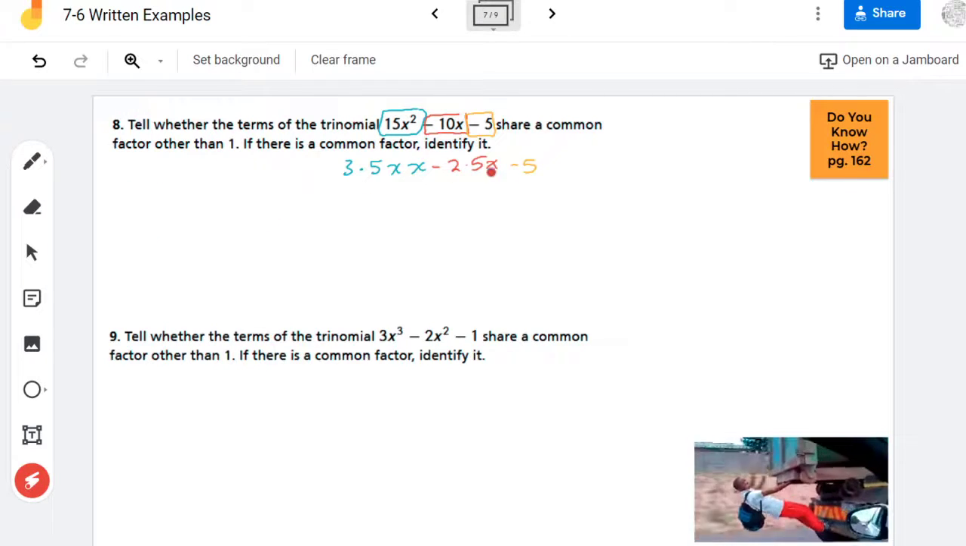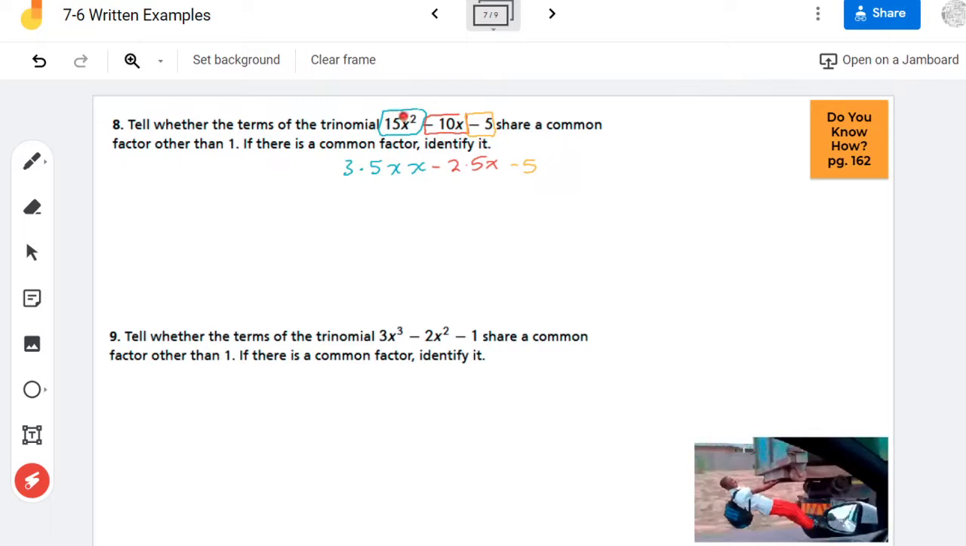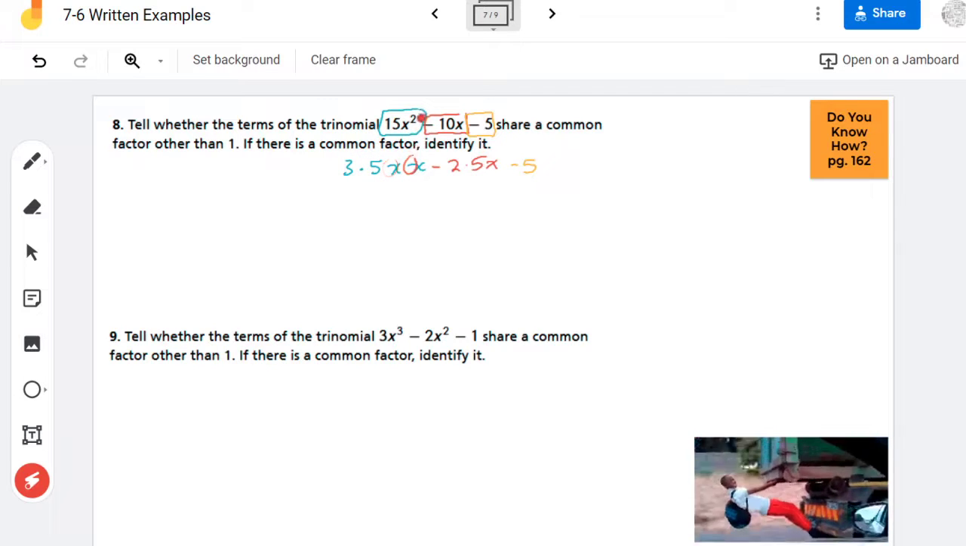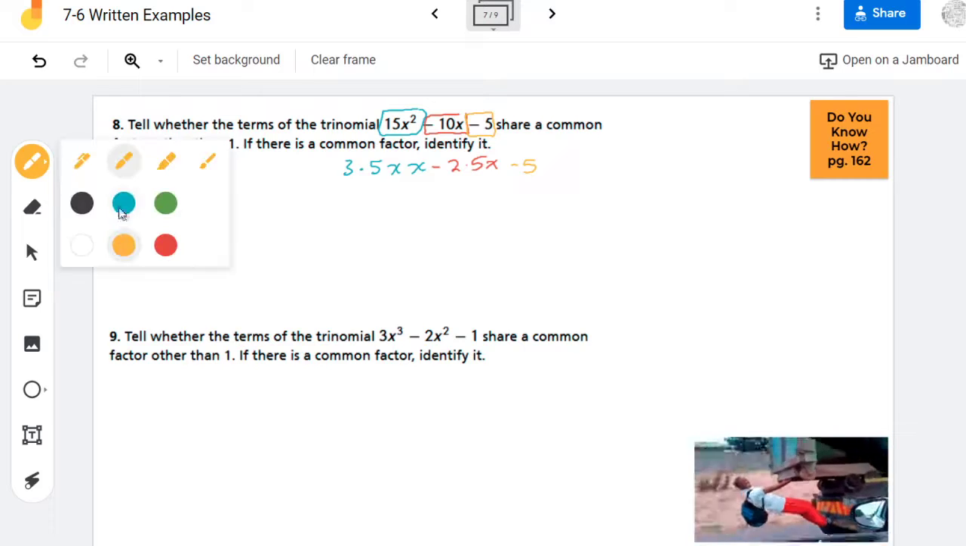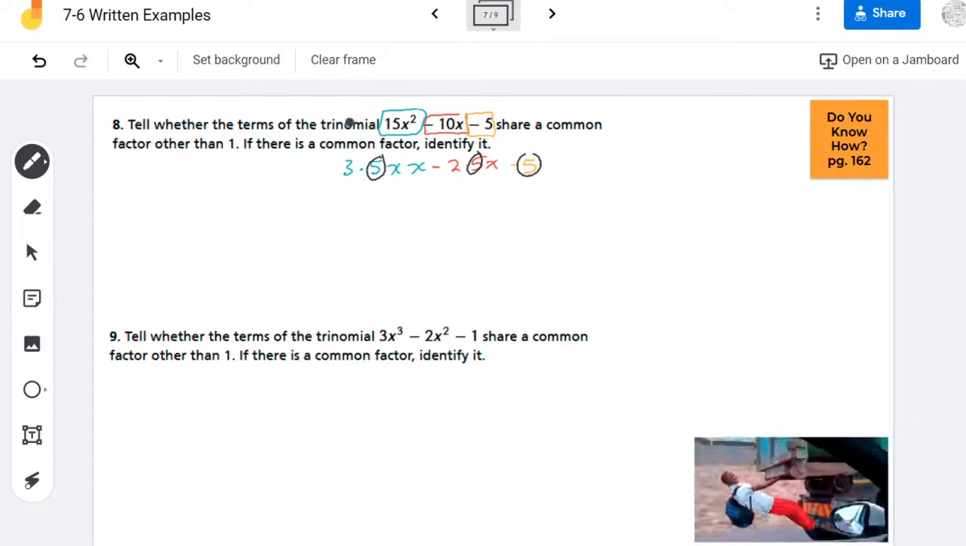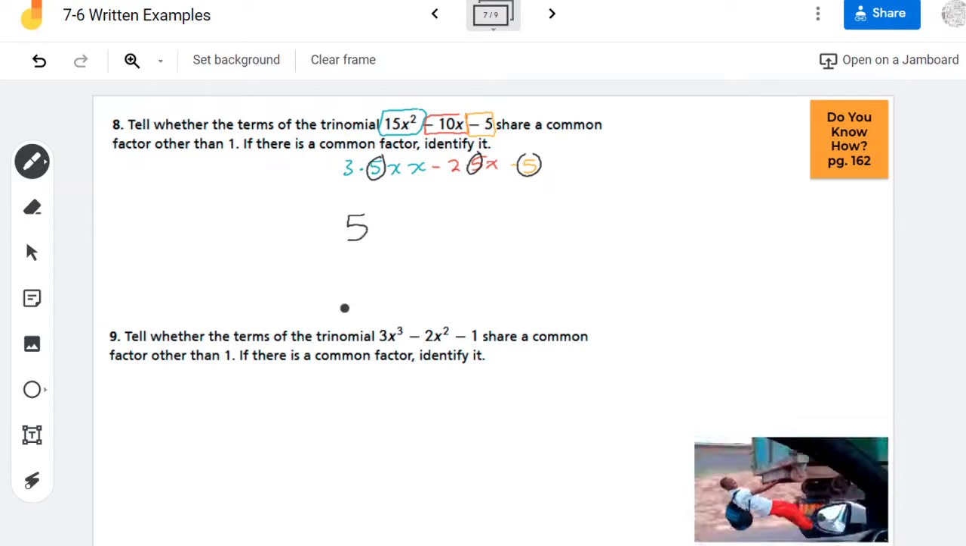Here 15x squared is 3 times 5 for 15, and then x and x to make the x squared. And the 10x I broke up into 2 times 5 times x. And so what I'm looking for is the common term here, which kind of sticks out like a sore thumb when you write it like that. That common factor is 5.